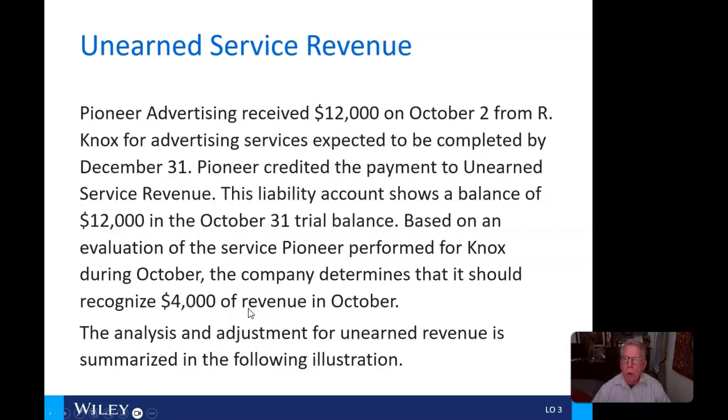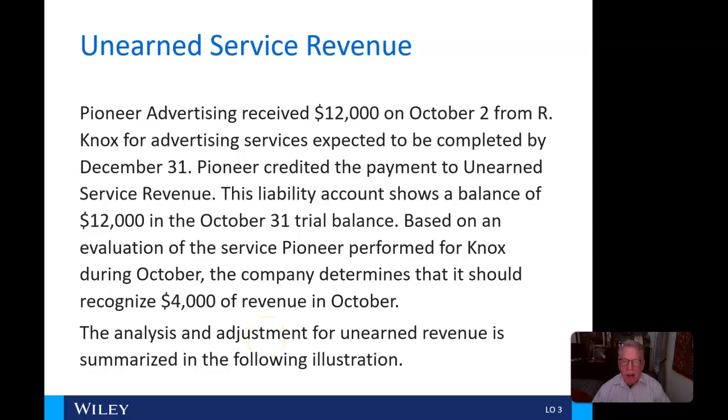So what we will do in this case, Pioneer has received $12,000 from Knox for advertising services, and we expect those services to be completed by the end of the year. Pioneer credited the payment to unearned service revenues. So that's a liability. We've credited that $12,000. So that shows on the October 31st balance sheet as $12,000.